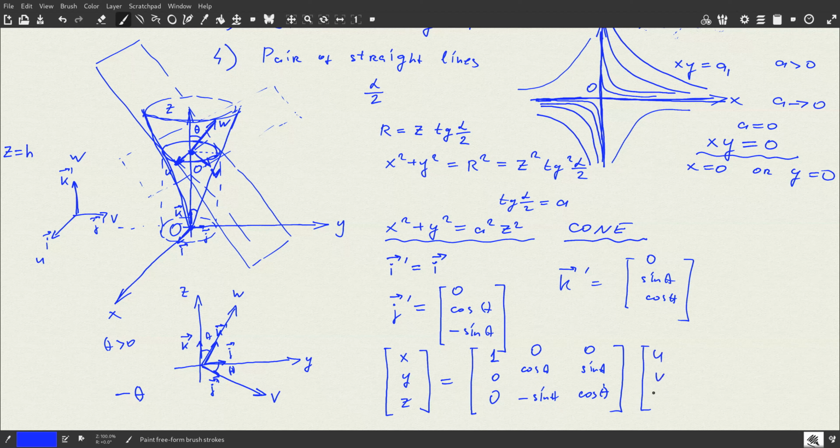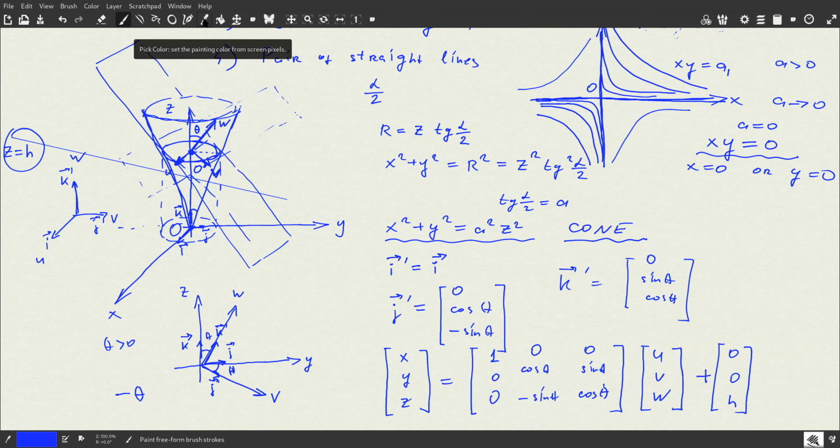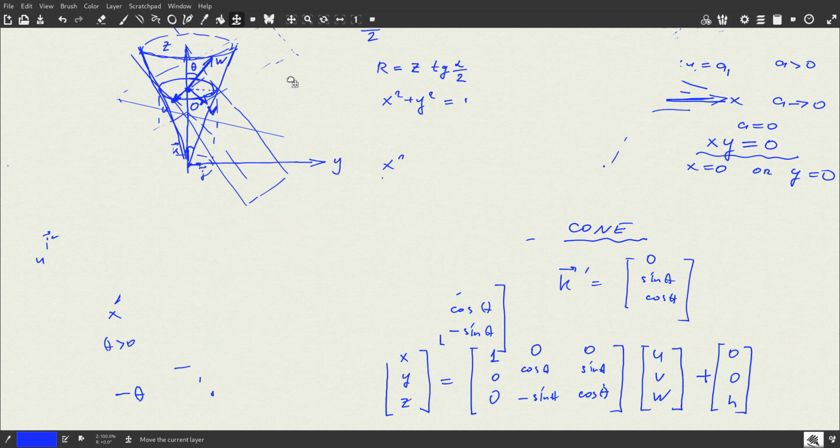U, V, W, and do not forget that the origins are shifted. We have O here, we have O prime here, which is shifted by the value H in the Z direction. Therefore, plus 0, 0, H. Okay, so that's our coordinate transform. Very simple in general.